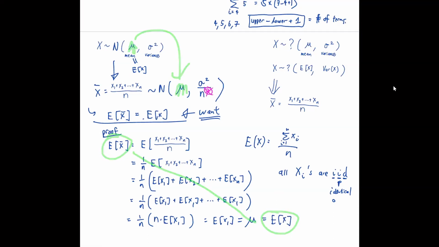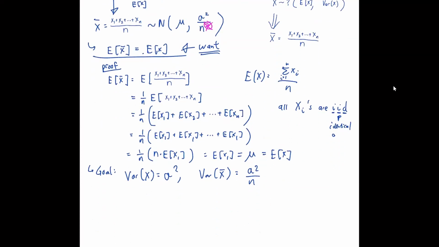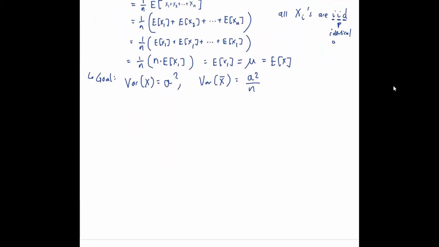But what about the variance? Why is there a divide by n? How come sigma square becomes sigma square over n? Where's the n square? Let me show you. So our goal here is to show that the variance of x bar is sigma square divided by n. Okay? Okay, now let's proceed to prove it.